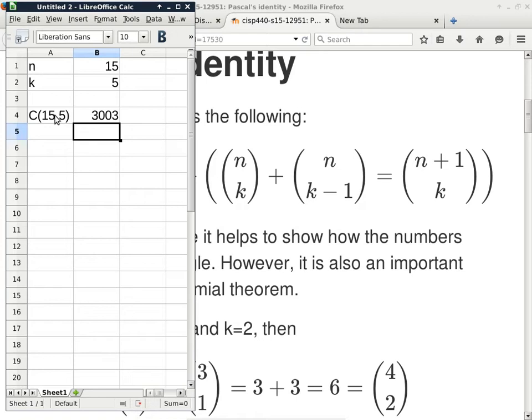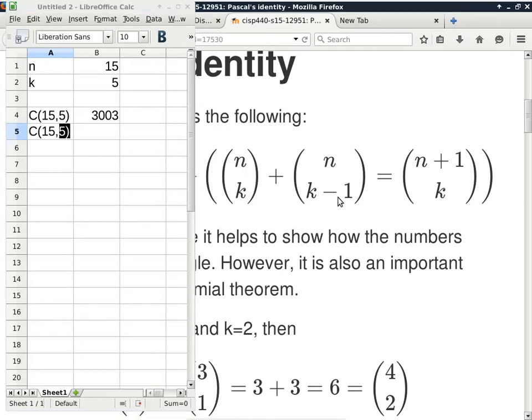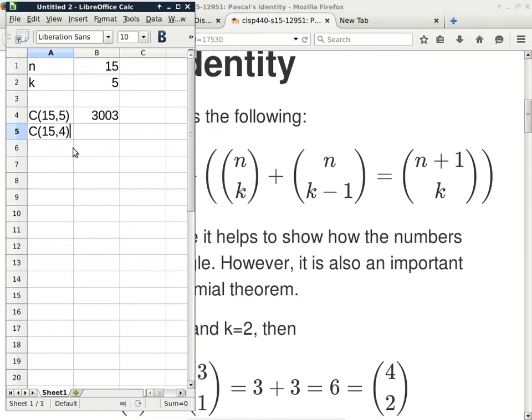All right, the second one is C(15, 4), because n is 15, but k minus 1 means it is picking 4 items. And the same thing, I'm going to use combin: out of 15 things, we're picking 4, and the answer is 1,365. And these two numbers seem pretty random. They don't seem like they're related in any way.